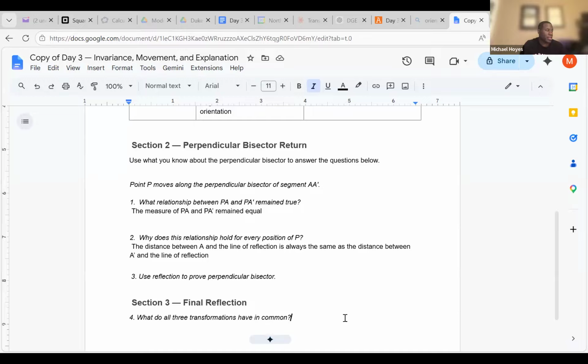And so for whatever the PA distance is, it's going to be the same for PA prime, because reflection preserves distance.